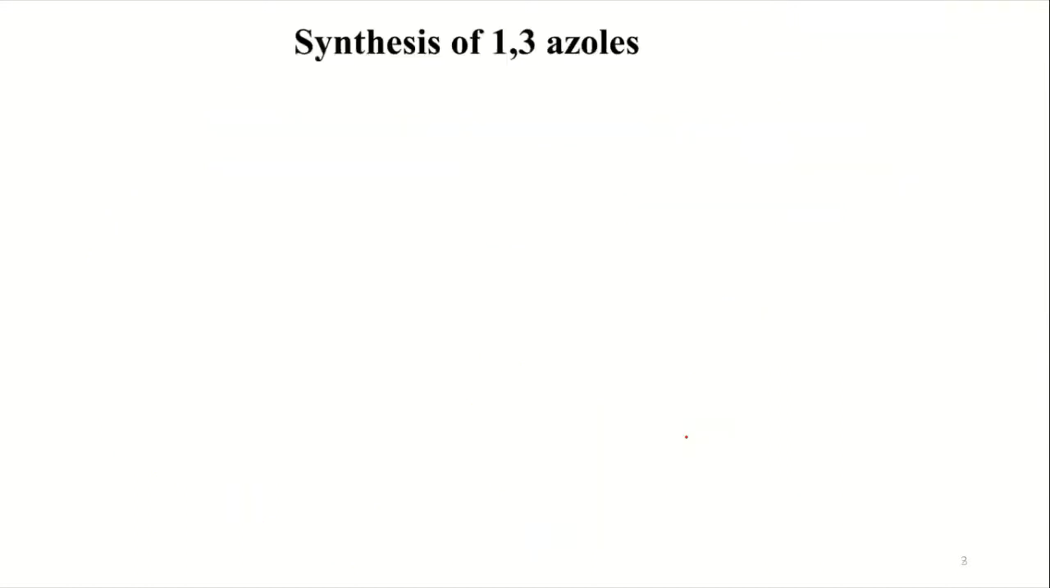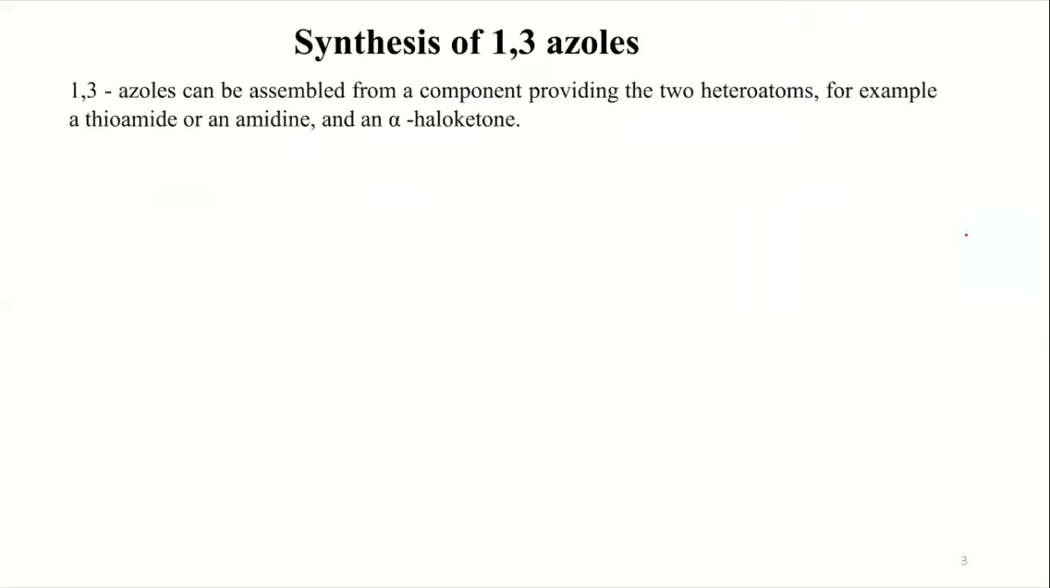Now we'll come to the synthesis. So synthesis of 1,3-azole, you have a couple of synthetic routes. So the route 1, 1,3-azole can be assembled from components providing the 2 heteroatoms. For example, you have thioamide and amidine, okay, and alpha haloketone. So either you just take these two or these two, you will get the compound.